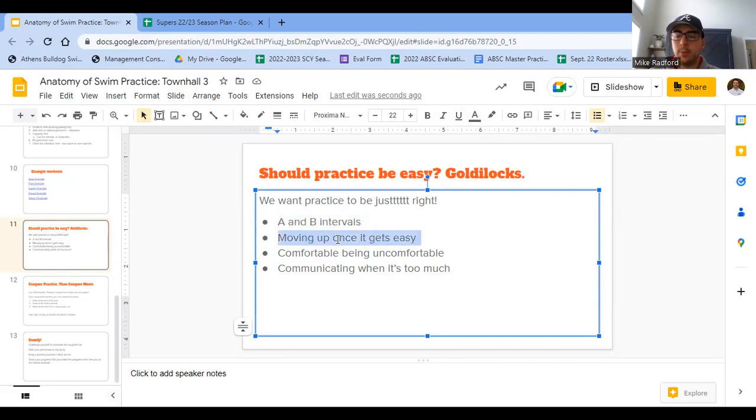Once it does get easy, we're going to move swimmers up. We try to teach swimmers to be comfortable being uncomfortable, right? It's okay to be uncomfortable. It's not okay to be exhausted and hating everything.